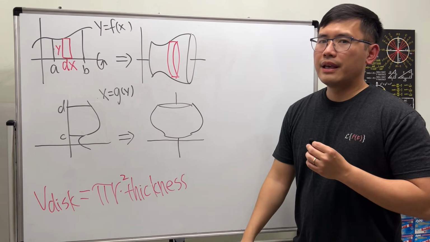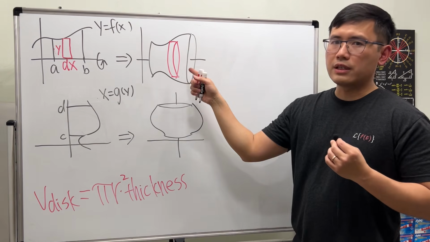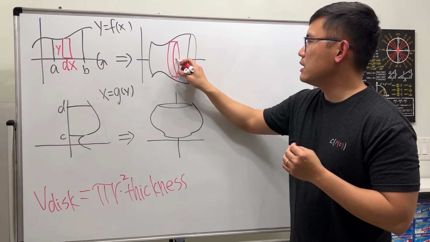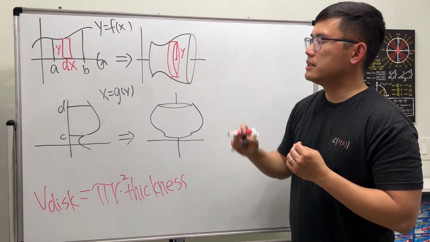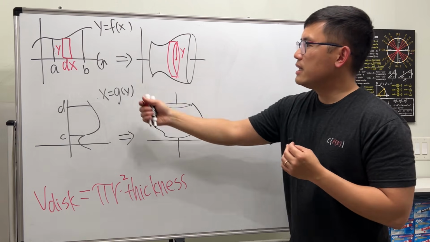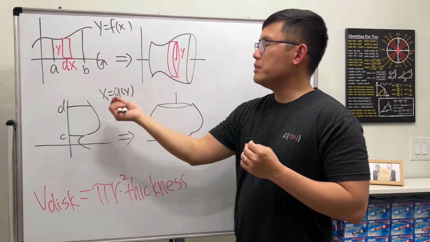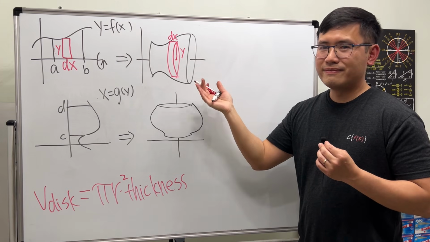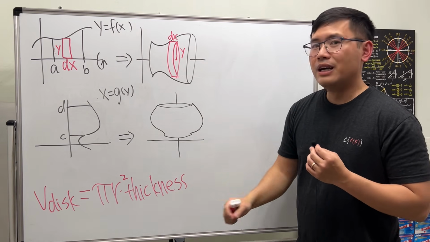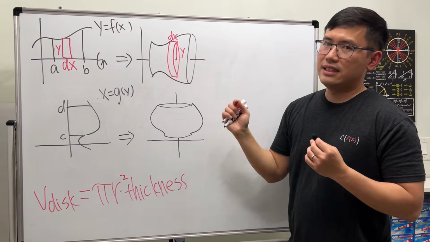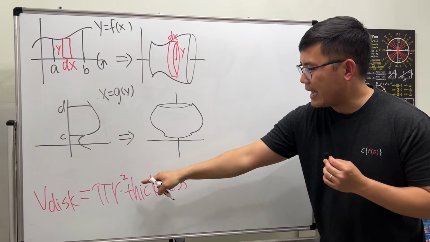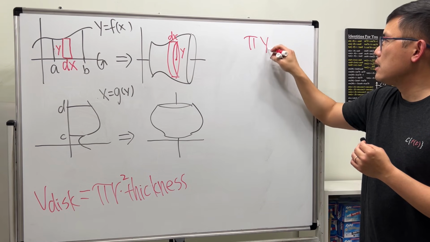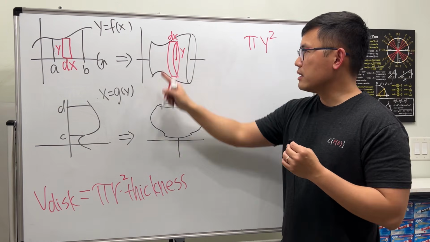And then let's pretty much put down the same label because this height right here becomes the radius of this disk. And then the base right here becomes the thickness of this disk, which is dx, just like that. Then we can just use this formula to find the volume of this red disk, which is pi r squared, so we have pi y squared, and we multiply by the thickness, which is dx.